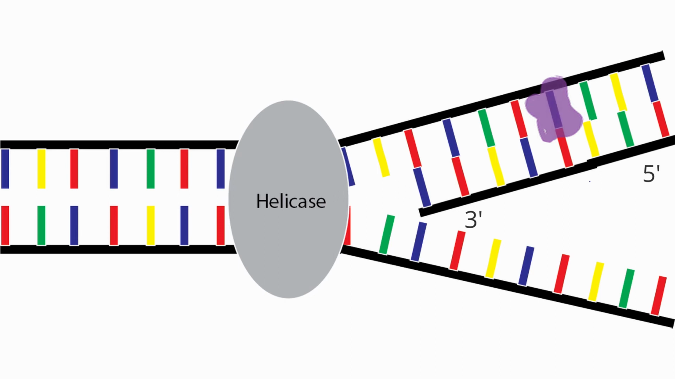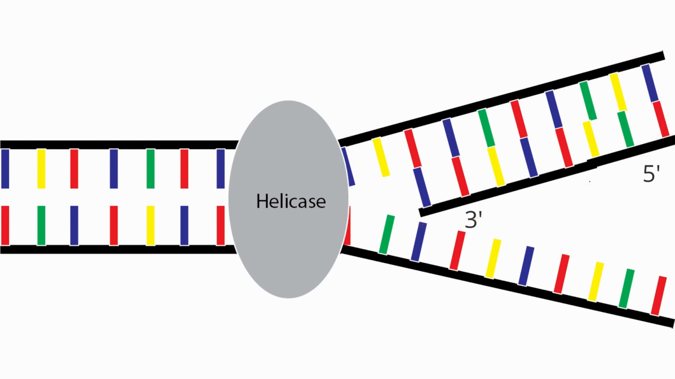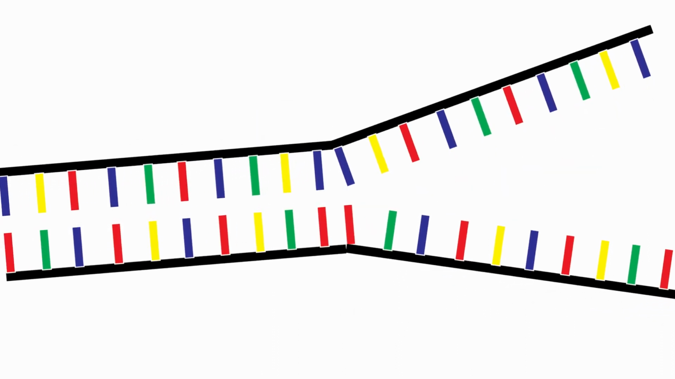The strand with the free 3' OH end is called the leading strand, and is essentially a DNA strand assembled continuously in the 5' to 3' direction towards the replication fork, whereas there's a strand with no free 3' OH end, and that is called a lagging strand. This DNA strand is assembled discontinuously in the 5' to 3' direction away from the replication fork, and this essentially causes small fragments.